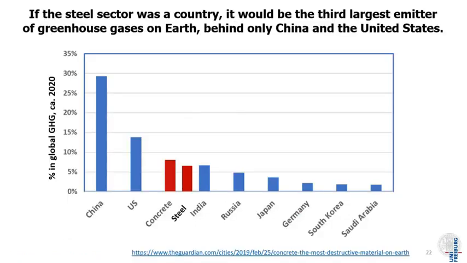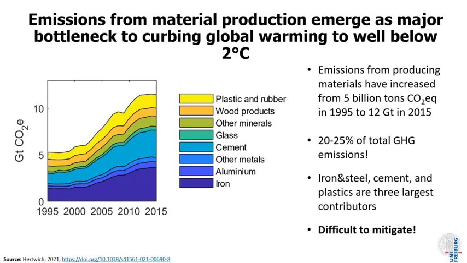If you take steel emissions and put them into the country ranking, you would see that steel emissions are about as large as the emissions of entire India, maybe half of US emissions. So steel is a major industrial emitter. If you look at the steel industry as a country, it's in the top 5.